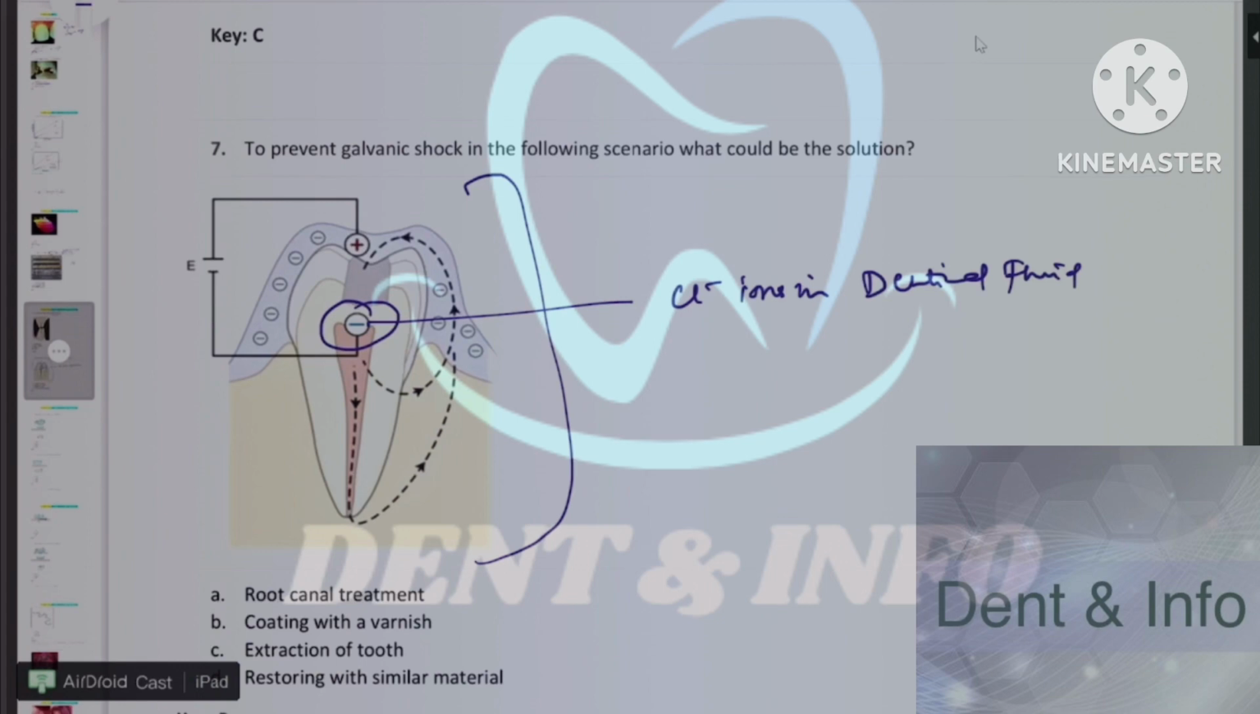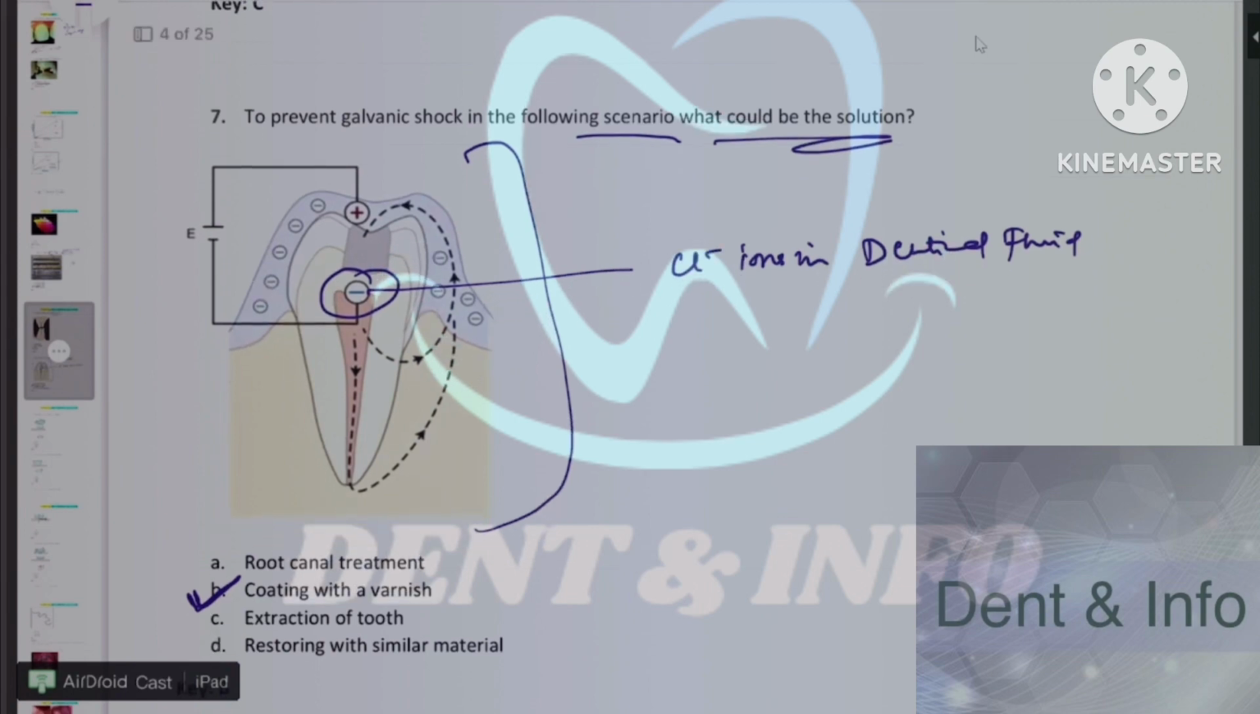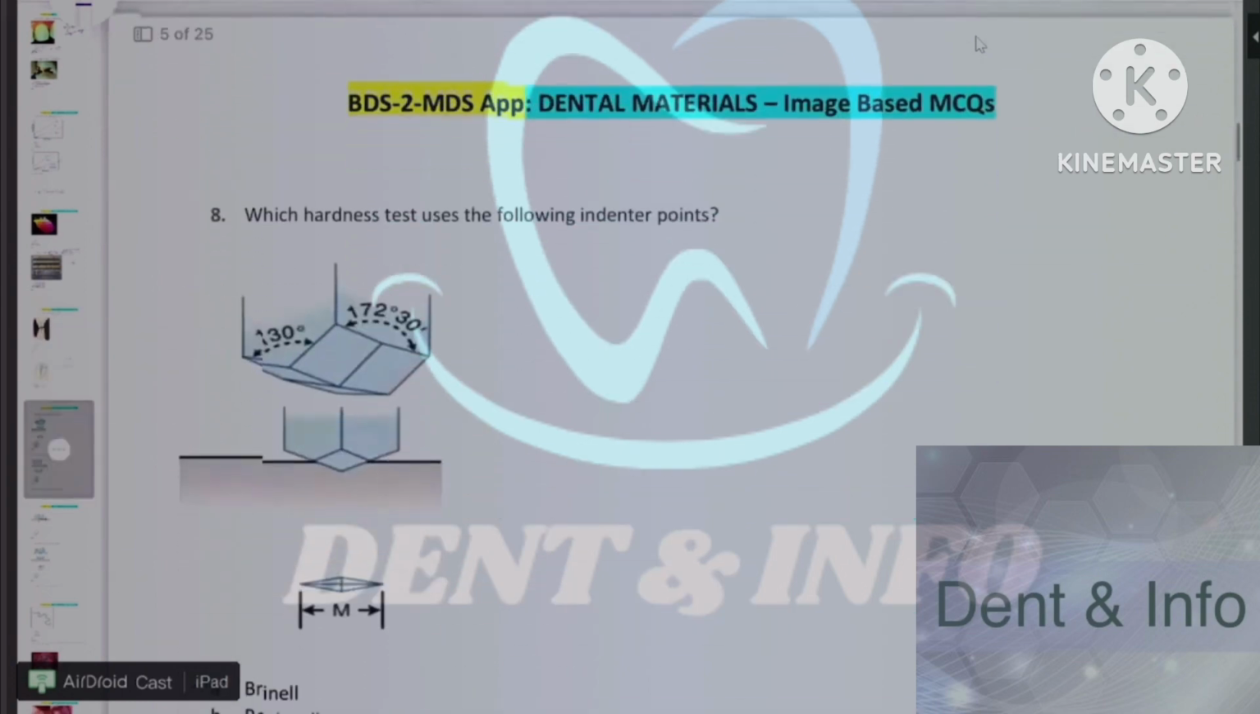Okay, so to prevent the galvanic shock scenario, what could be the solution? You have to stop the reaction between them. So coating with a varnish is a good conservative approach. Root canal treatment is also good, extraction is also good, but you have to choose the best amongst the options. When an examiner is giving you a tooth like this, they don't want you to extract or do root canal or do something too destructive. Just keep your oral surgeon aside in your brain on the day of exam. Don't become a surgeon on the day of exam, become one after it.